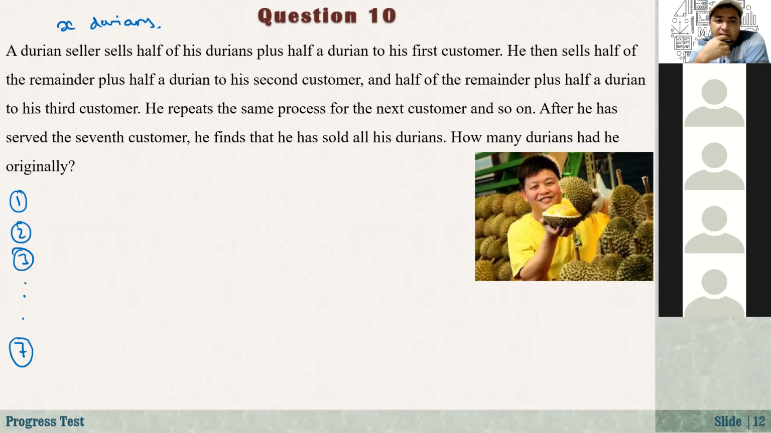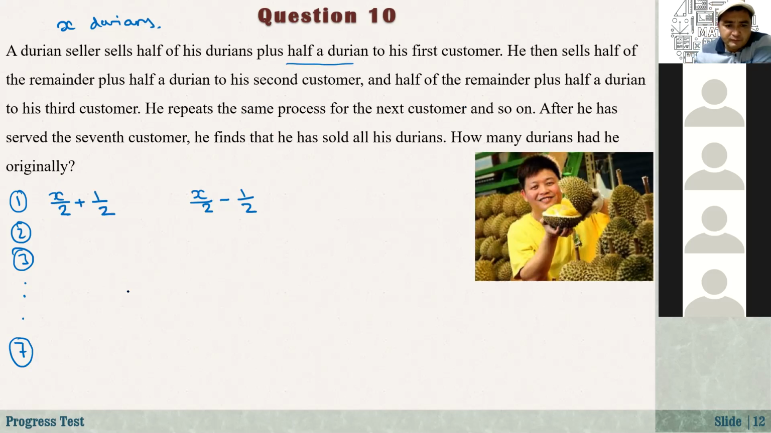So let's continue. A durian seller sells half of his durians. The first one is half of his durians, x over 2, plus half a durian to the first customer. So that is plus 1 over 2, right? Immediately, how many are left here? If you sell this many, what is left is x over 2 minus 1 over 2 durians, right? And he then sells half of the remainder.